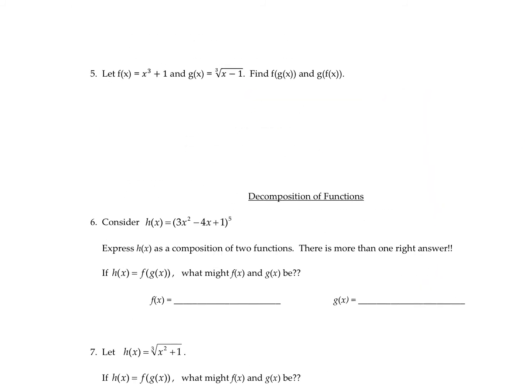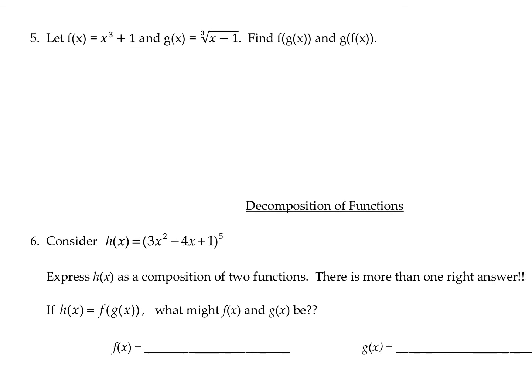All right, let's look at one more example like this. So I have f of x equals x cubed plus 1, and I have g of x equals the cube root of x minus 1. So let's find f of g of x. So if I'm finding f of g of x, that means I'm finding f of the cube root of x minus 1. So that means I'm going to do the cube root of x minus 1, cubed, plus 1. Well, if I cube a cube root, I'm just going to get the value that's underneath the radical. So I'm going to get x minus 1 plus 1, which would equal x.